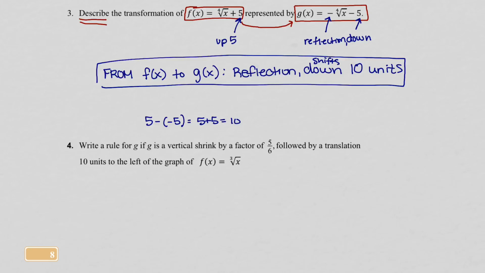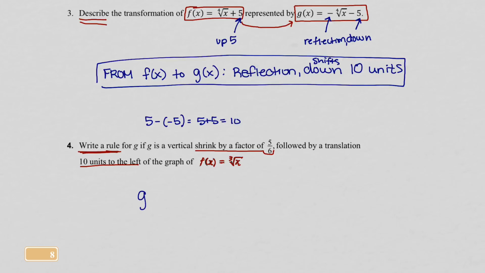And then finally it's asking us to write a rule. Okay, and that sounds like it might be a little intimidating, but really it's not. It's just asking us to represent that, to write that down, where we shrink by a factor of 5/6 and we translate 10 units to the left, and that we're starting with f of x is the cube root of x. So it's saying that if we start with f of x is the cube root of x, how do we get this other function, g of x, that made all of that stuff happen to it?